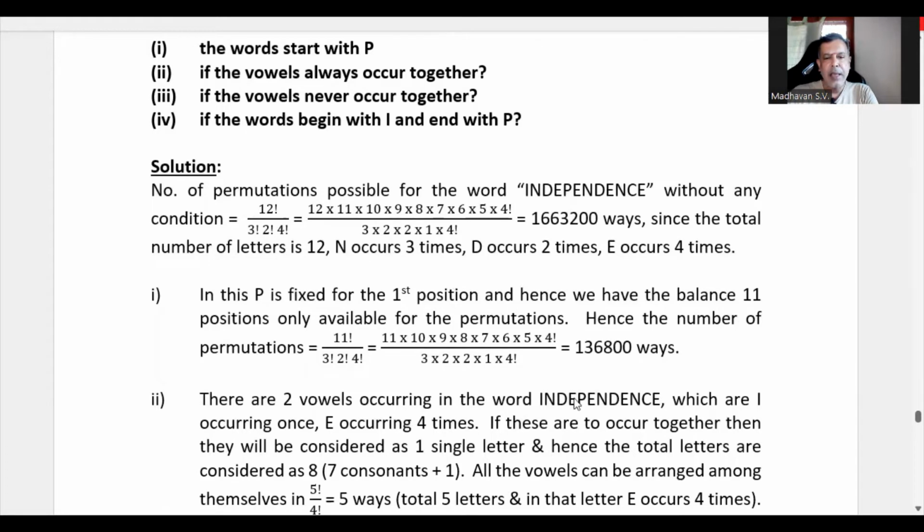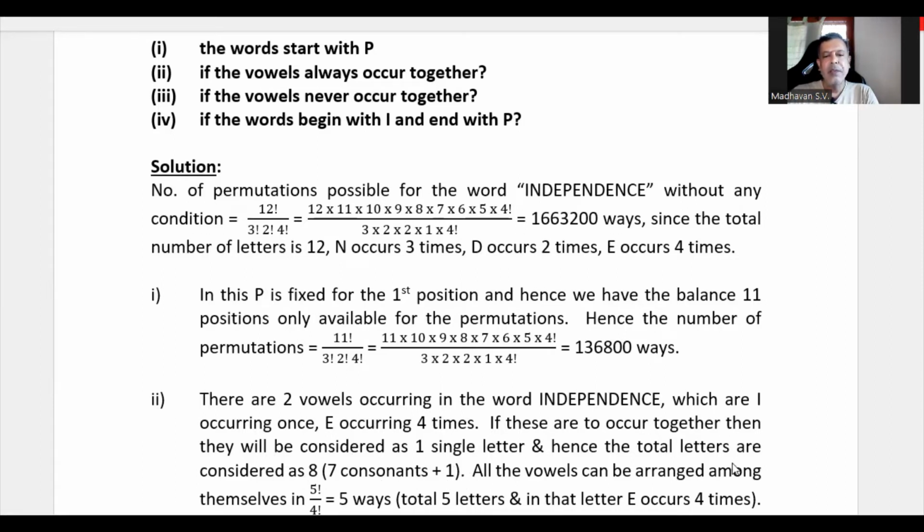Now, the second question: if the vowels always occur together, there are 2 vowels we may notice, one is I, another one is E. I occurs once only and E occurs 4 times. If these are to occur together, we will consider all the 5 letters together as a single letter. Hence, the total letters considered are 7 consonants, meaning 12 minus 5, since 5 are vowels, and then these together considered as 1 letter, which becomes now 8 letters.